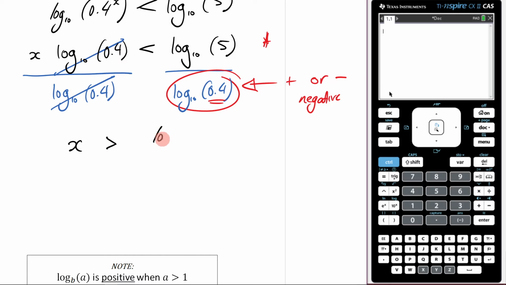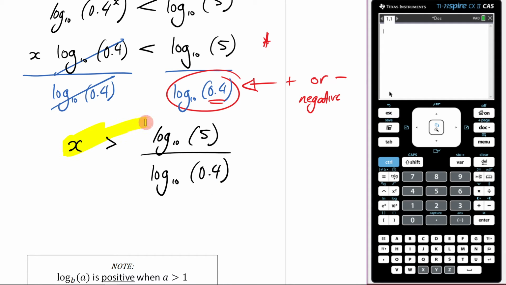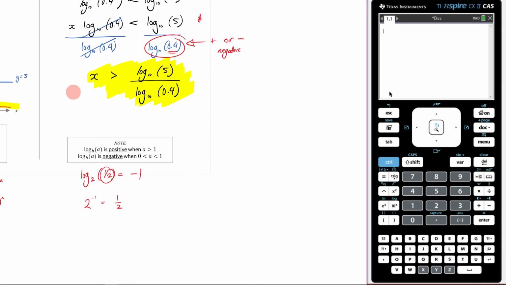And now I've got x is greater than log of base 10 of 5 over log of base 10 of 0.4. And that right there is our answer, people. That is it. That is our answer. So the important part here is knowing when to flip that inequality. And if you do it this way, you'll get it right every single time.